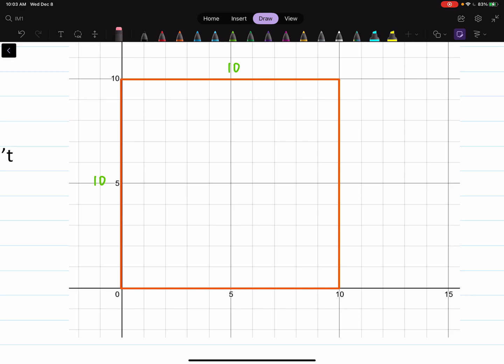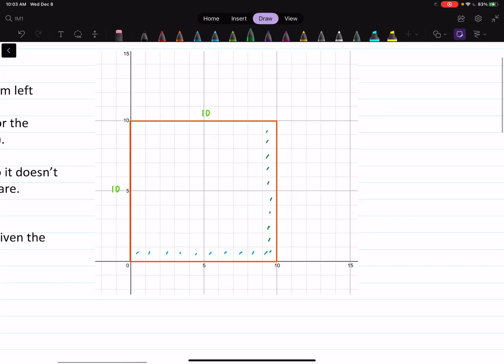So that's 1, 2, 3, 4, 5, 6, 7, 8, 9, 10, right? So that's 10. And how many do I have of these? How many 10s do I have? I have 1, 2, 3, 4, 5, 6, 7, 8, 9, 10. So I have 10 10s.